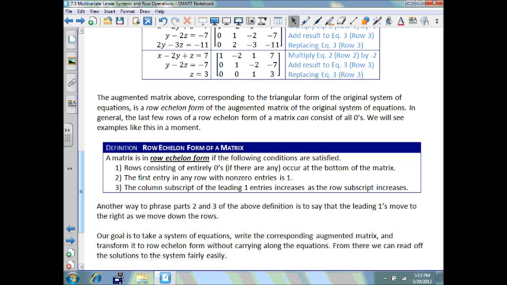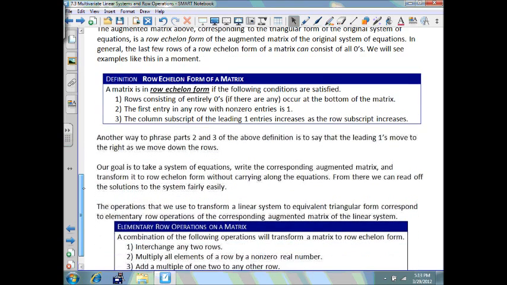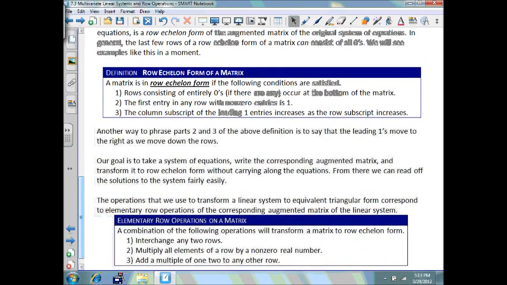Row echelon form starts with the main diagonal being 1, and the entries underneath the main diagonal are all zeros. Now, a matrix is in row echelon form, and I'm reading the definition here, if the following conditions are satisfied: rows consisting entirely of zeros, if there are any, occur at the bottom of the matrix. The first entry in any row with non-zero entries is 1. The column subscript of the leading 1 entries increases as the row subscript increases.